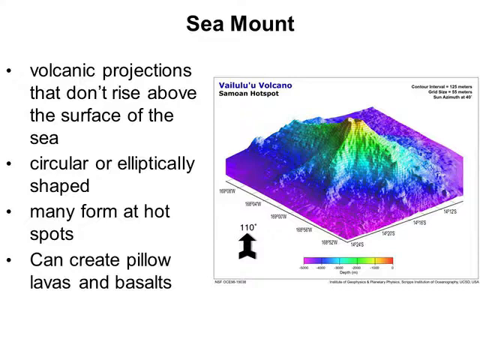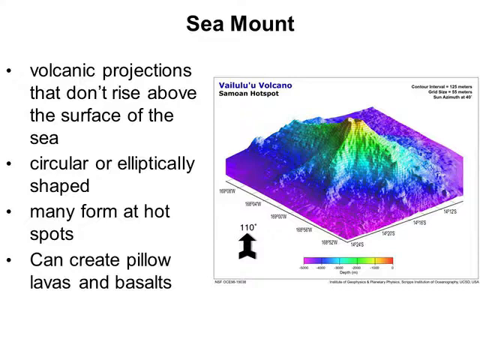They may be formed by hotspots. Sometimes they may be formed off of a hotspot that created an island, like here in Hawaii. So currently, right now, we have Loihi, which is a seamount off the coast of the Big Island, and eventually that will probably turn into an island at the rate that it's going.